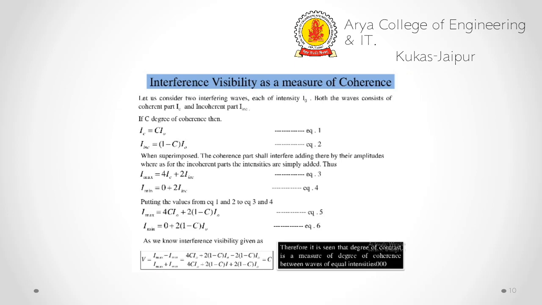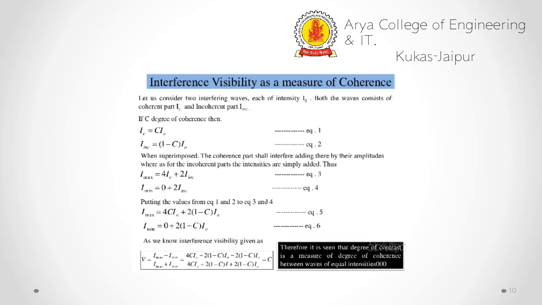When superimposed, the coherent parts shall interfere, adding their amplitudes, whereas for the incoherent parts the intensities are simply added. Therefore, Imax is equal to 4 IC plus 2 INC, and Imin can be written as 0 plus 2 INC, equation number 3 and equation number 4. Putting the values of equation number 1 and 2 into equation number 3 and 4, we get Imax and Imin in equation number 5 and equation number 6.